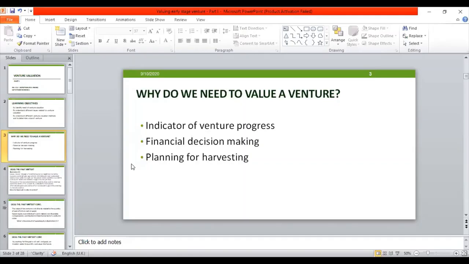Even for an entrepreneurial venture, we have discussed that the objective is to maximize the wealth of the owner. So in order to identify whether the venture is creating value and wealth for owners, we should determine the value of the venture. So value is an indicator of a venture's progress. And then the second point, the financial decision making.